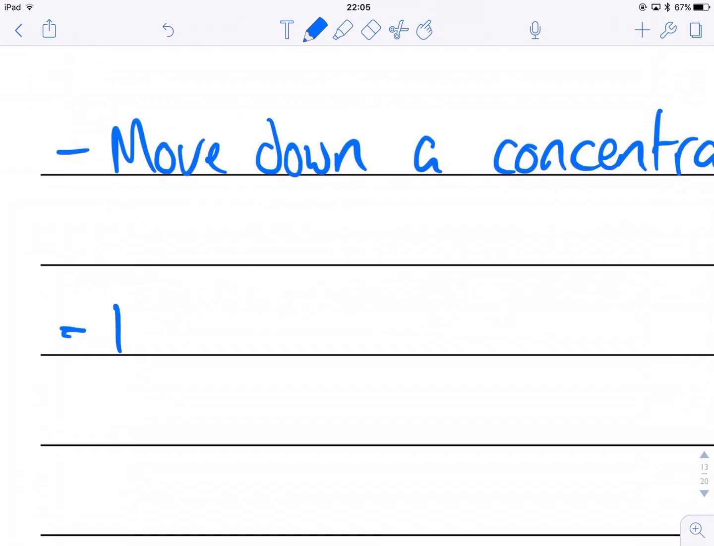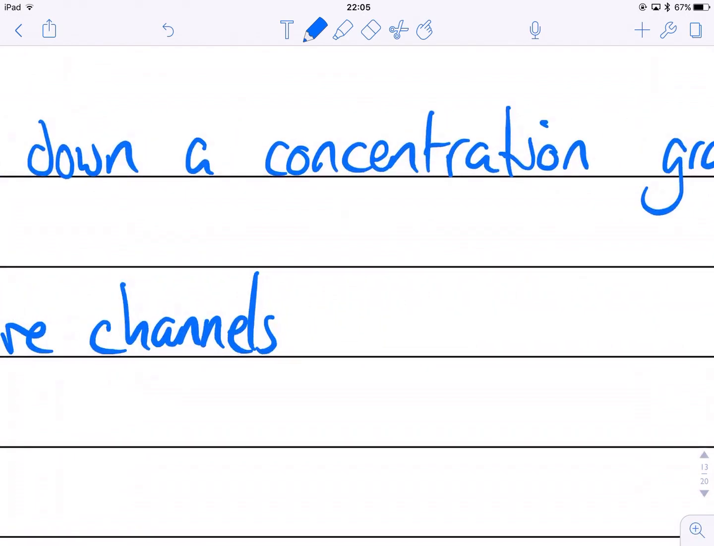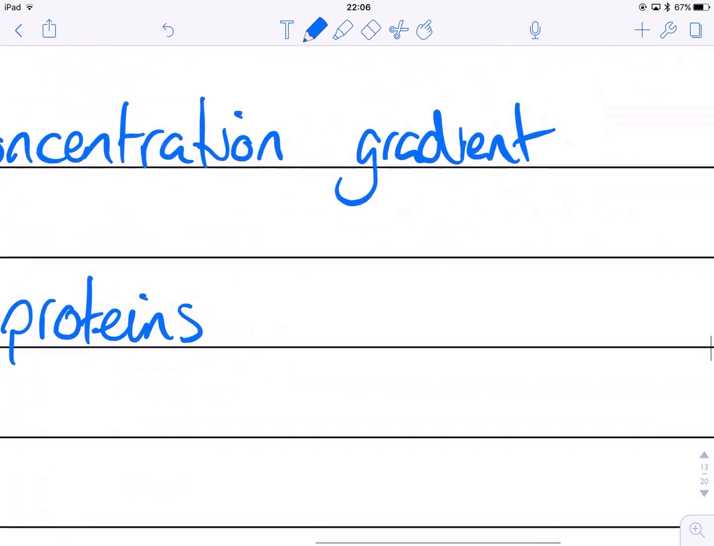Okay, so they require channel proteins, and in fact, the ones that transport water are called aquaporins. And water needs to pass through channel proteins because of the hydrophobic region of the phospholipid bilayer. So they need to pass through there. Channel proteins in the membrane.